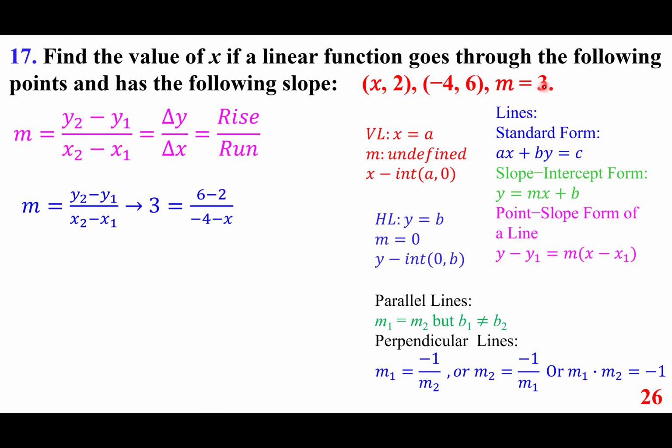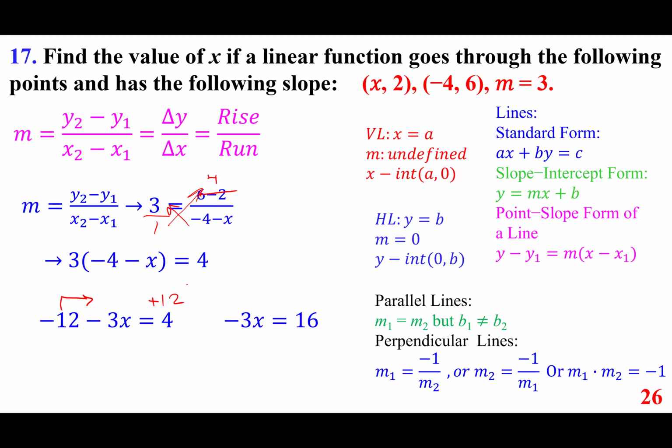Cross product will do that. We're going to multiply 3 by minus 4 minus x. And 6 minus 2 obviously is 4, everybody. So this is 4, and I multiply by 1. These two, these two. And we simplify, we get negative 12 minus 3x on the left. Move negative, make it positive 12. Divide by negative 3. X must be negative 16 thirds.